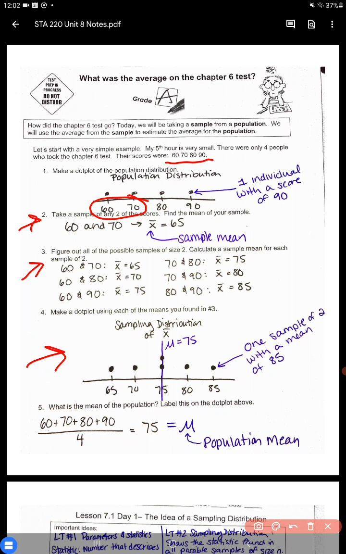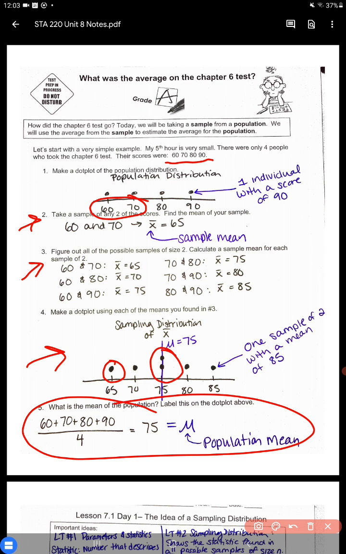So right here, what we've done is we've graphed the mean of all of those samples. This is what's called my sampling distribution of X bar, and X bar just means the sample mean. So each dot right here represents the mean of a different sample of size 2. Okay? And so then what I can do is look at the middle of my graph. The middle of the sampling distribution should show a mean that matches the mean of the entire population. Okay? And that should work every time, and that's one of the purposes of sampling distributions.